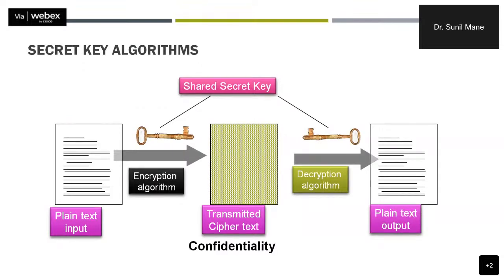Now, in secret key algorithms, there is a plain text, there is an encryption algorithm, and there is a secret shared key which is available only with the sender and receiver. Then whatever is transmitted is an encrypted text. The original message is converted using this key into ciphertext. This ciphertext is shared with the receiver. The receiver will decrypt this message with the help of the same key, and he will recover the plain text. So that is the sender and receiver using the secret key algorithm.